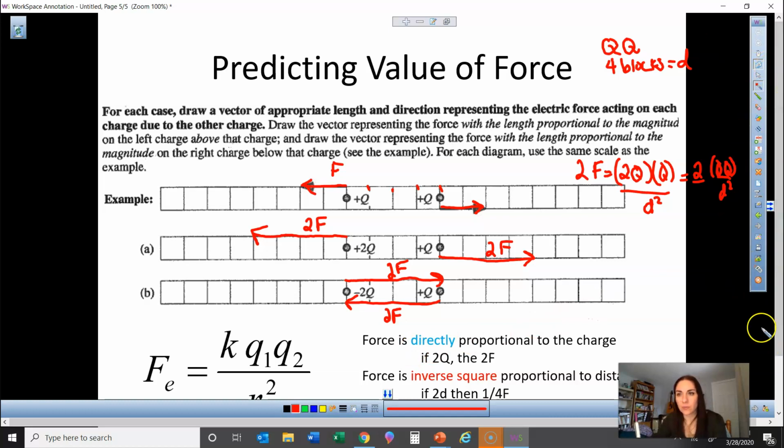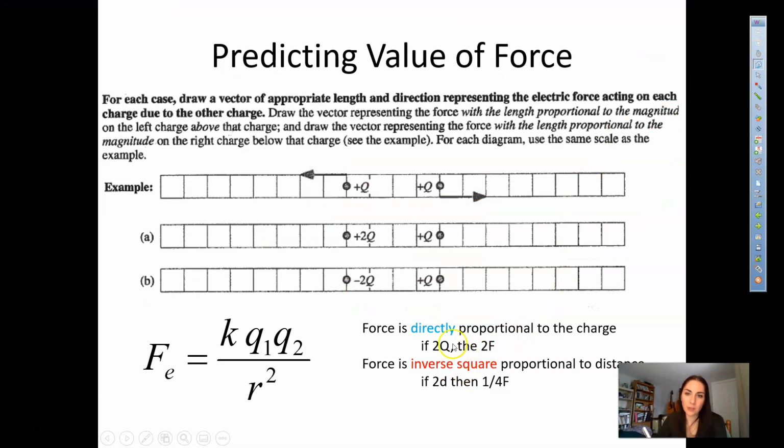So the way to think about this, the force is directly proportional to charge. So if it's 2Q, then it's 2F. If it's 3Q, then it's 3F. If it's 4Q, then it's 4F. But it's inversely square proportional to the distance. So if the distance widens by a factor of 2, then it decreases by a factor of 1 over 4, which is what I explained earlier.